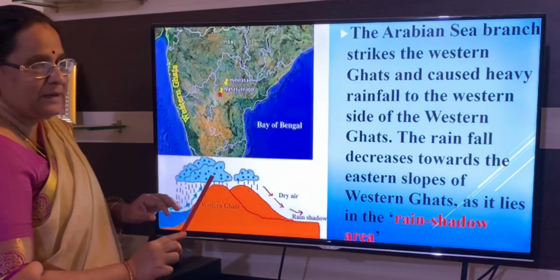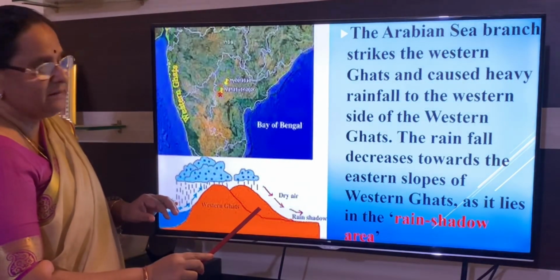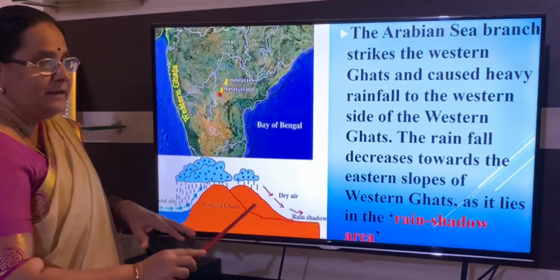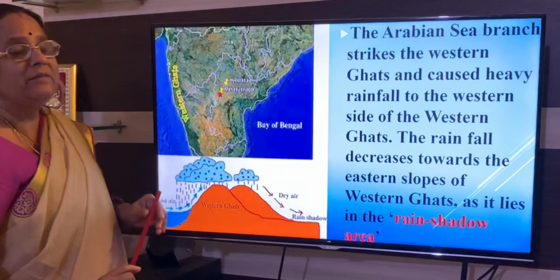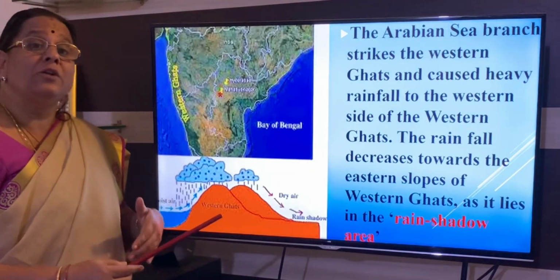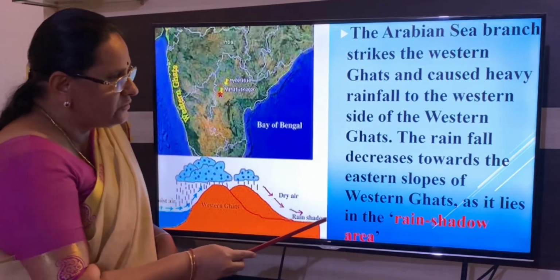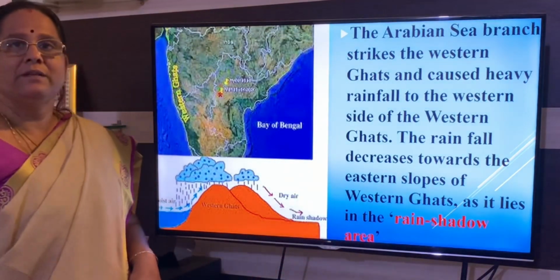And next, when they become light, they move towards the eastern side. So when they move towards the eastern side, you will see that the eastern side will receive less rainfall, or sometimes they may not receive rainfall itself. So we call that area as rain shadow area. Is that clear, children?